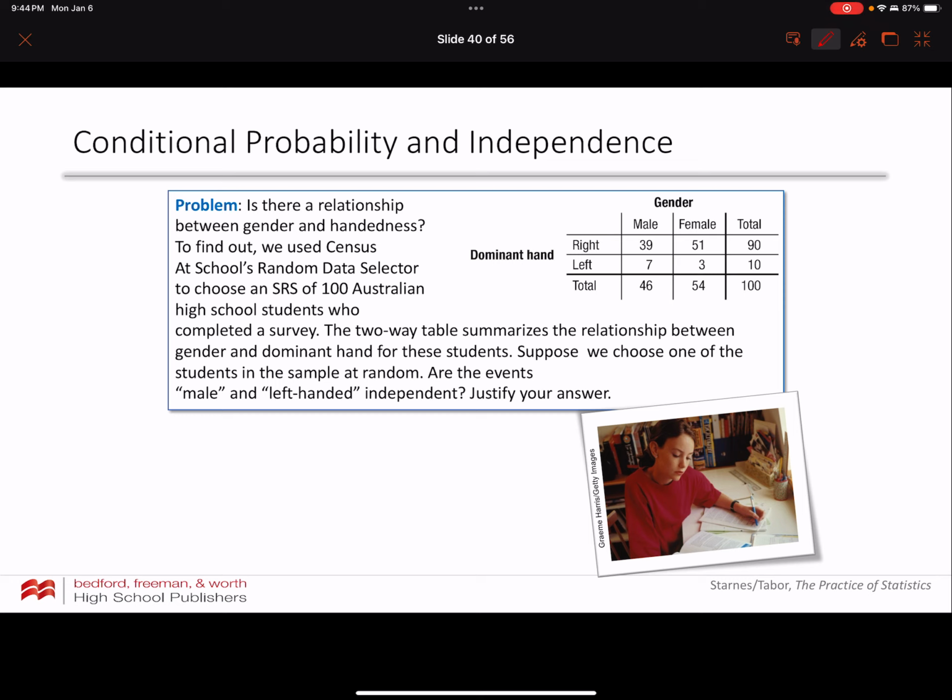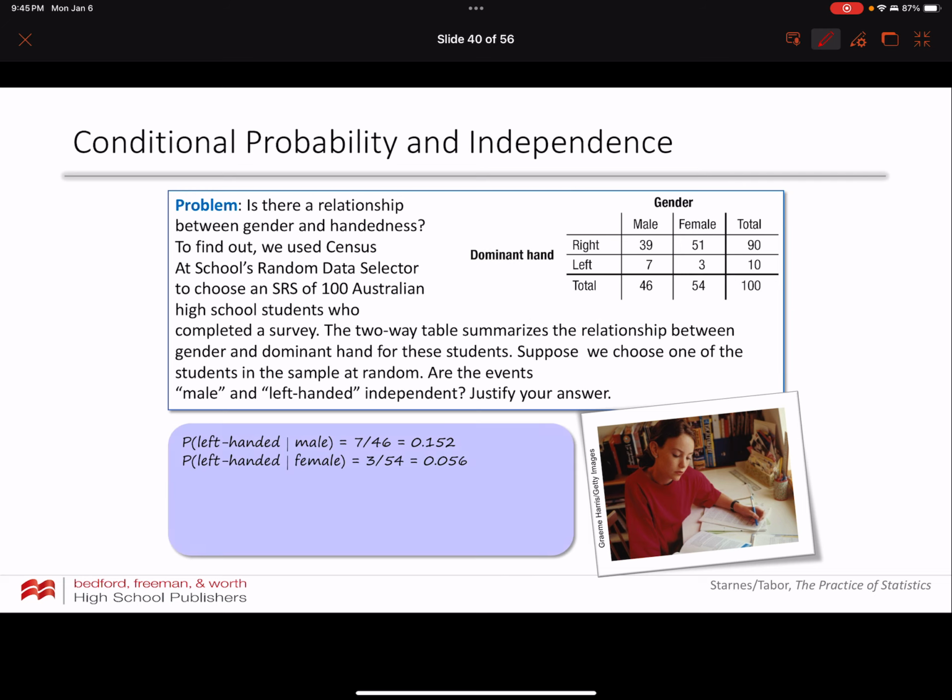Justify your answer. So remember, if you're asked this question, I don't care what you think. You might say, oh yeah, it doesn't matter, like off the top of your head. It doesn't matter if you're a male or a female. You know, your dominant hand wouldn't matter. That's not what we're asking here. Because what you think might be very different than what we see in the data. So what does the data show us? So we're going to be looking at conditional probabilities.